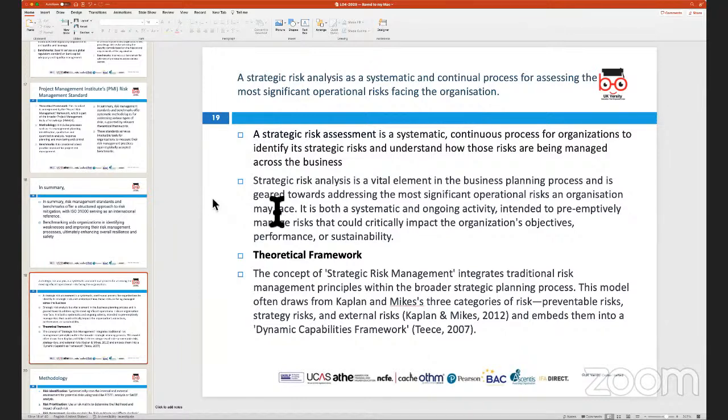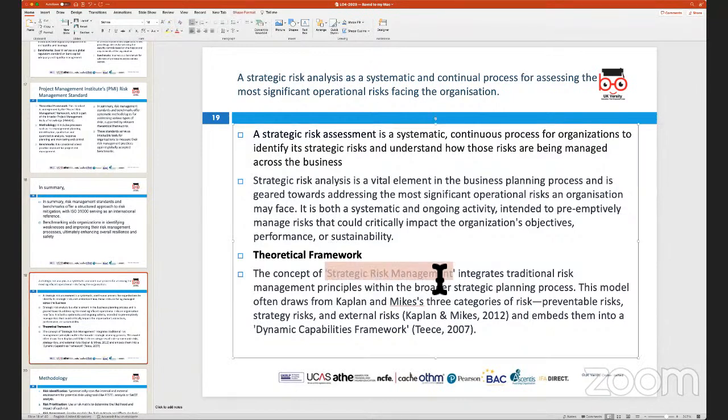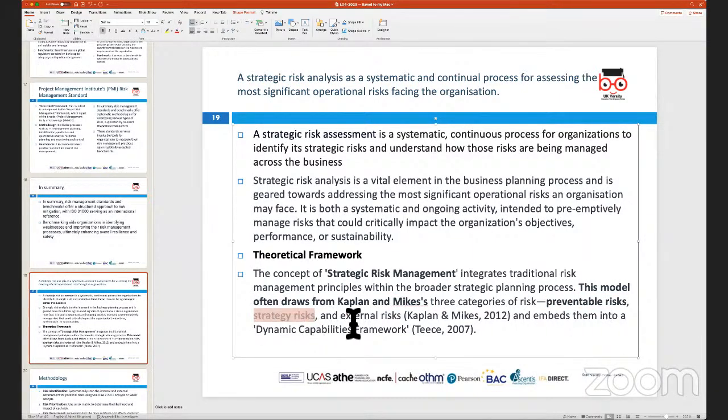In order to manage and discuss this, we need to look at a theoretical model normally used in strategic risk management and in the strategic planning processes. This model was introduced by Kaplan and Mike. It consists of three categories of risks when we apply them from a strategic point of view. These risks are preventable risks, strategy risks, and external risks.